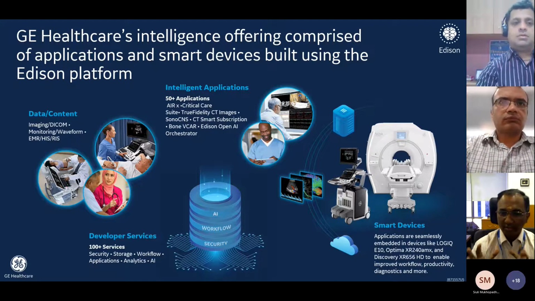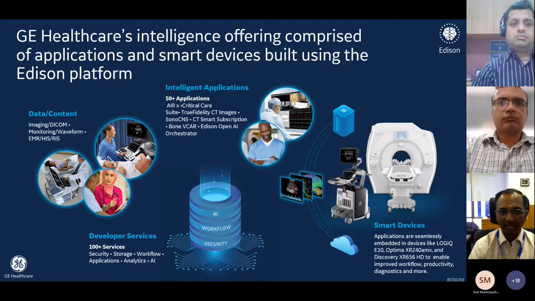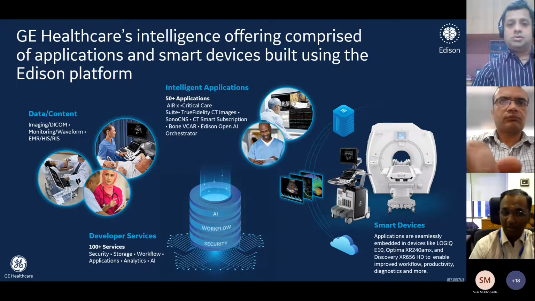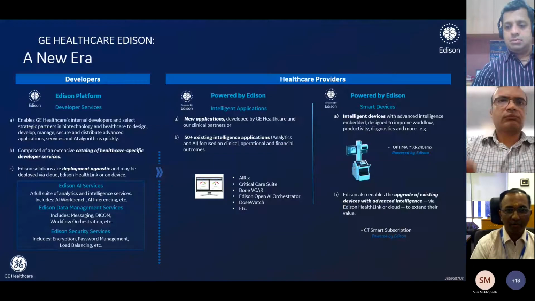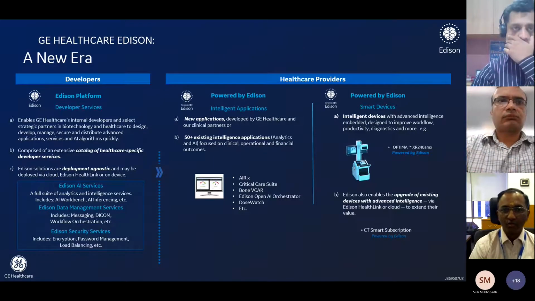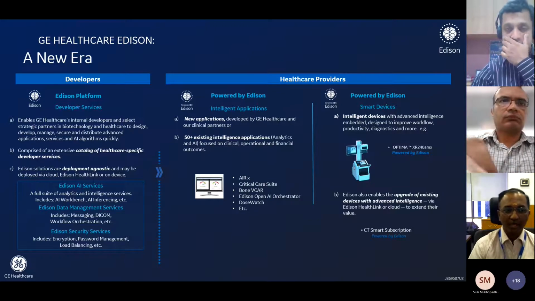To make the system smarter, obviously we need a lot of applications which are intelligent. The examples I have mentioned here are trying to make the application smarter, and to do this, we need data. So what we are doing in GE Healthcare is what we call the Edison platform, which is part of the digital health portfolio we have. We actually provide developer services.